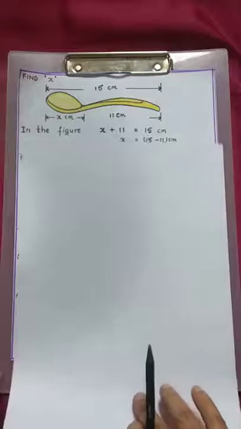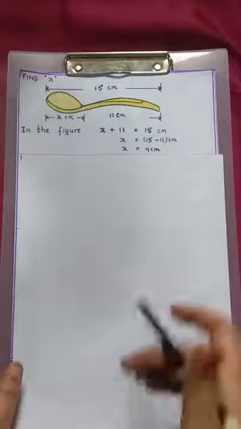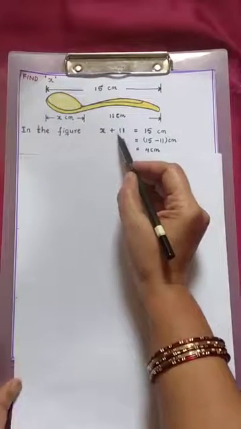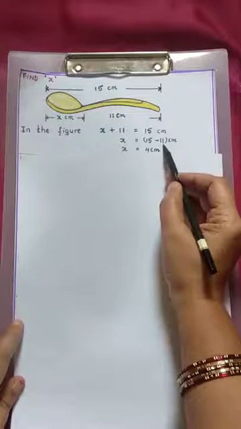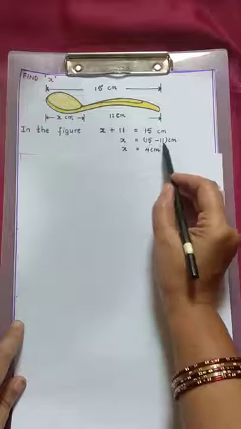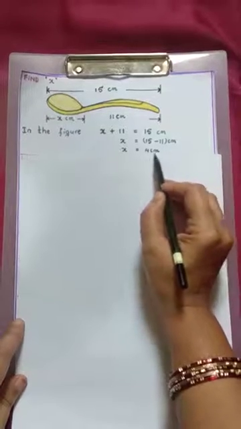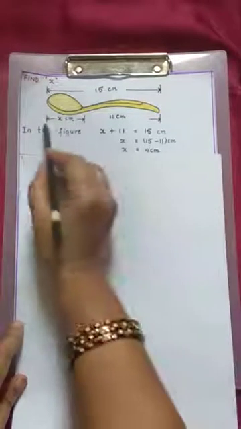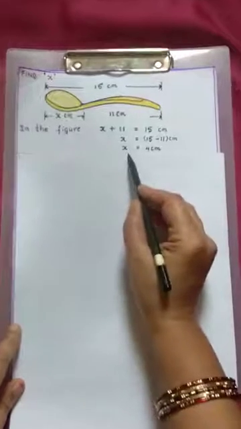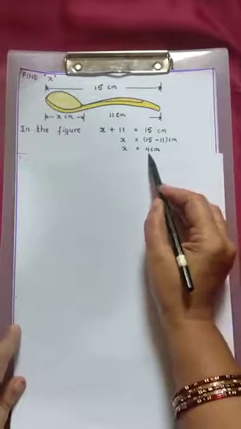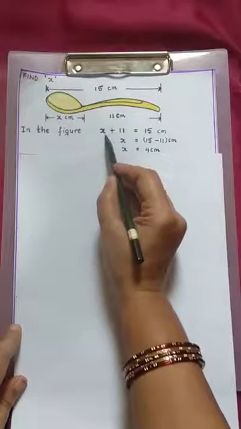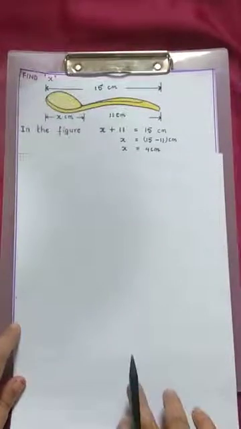How to solve the equation? Let us go for transposing method. Now this is plus 11. When you transpose to the right side, it becomes minus 11. So 15 minus 11, which is 4 centimeters. So the unknown length, which is x is 4 centimeters. If you want to check your answer, substitute 4 in place of x. 4 plus 11, which is 15 centimeters.